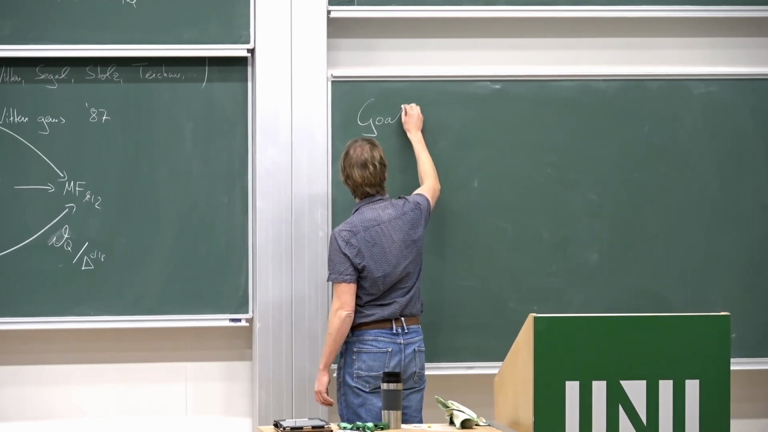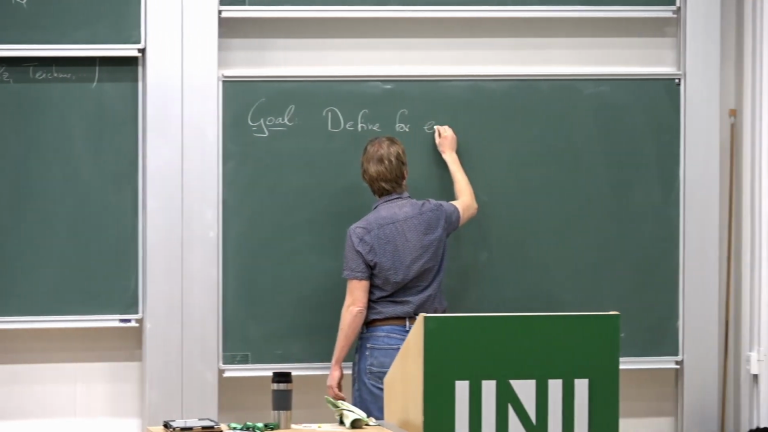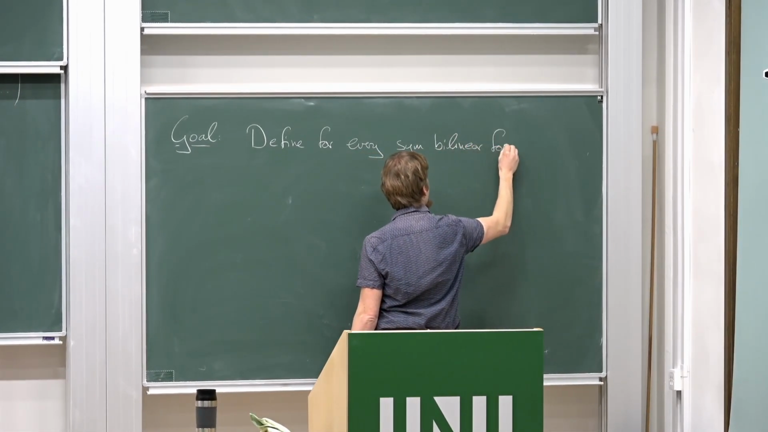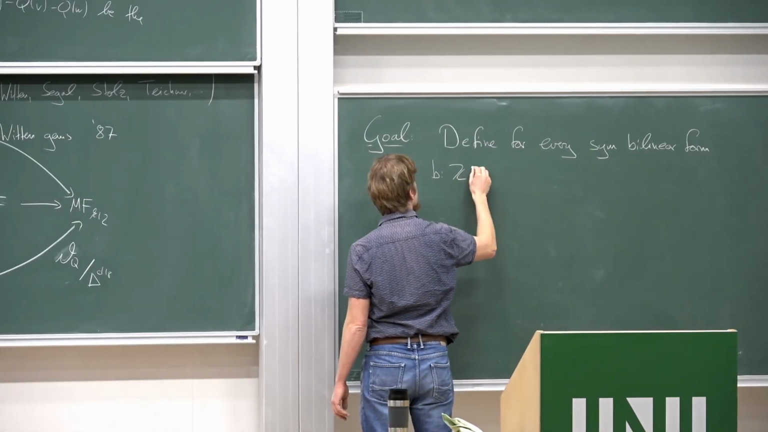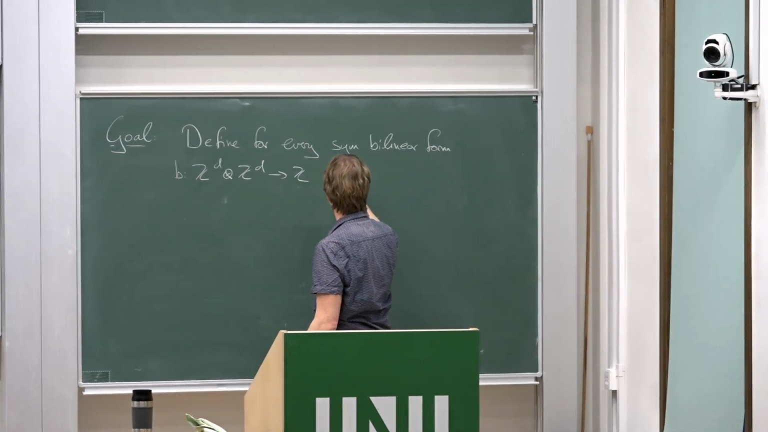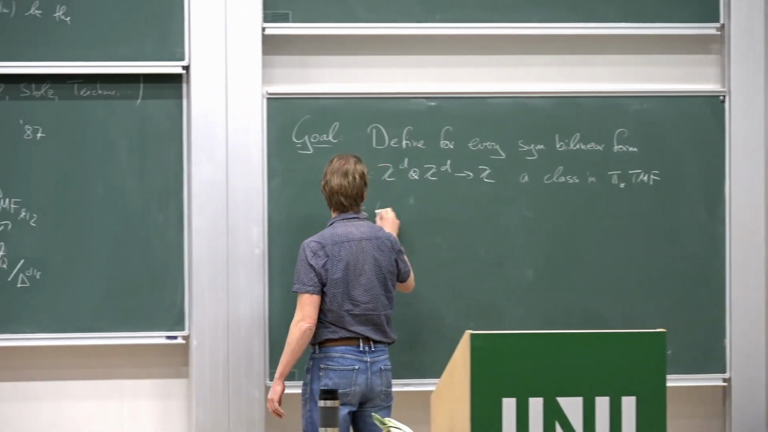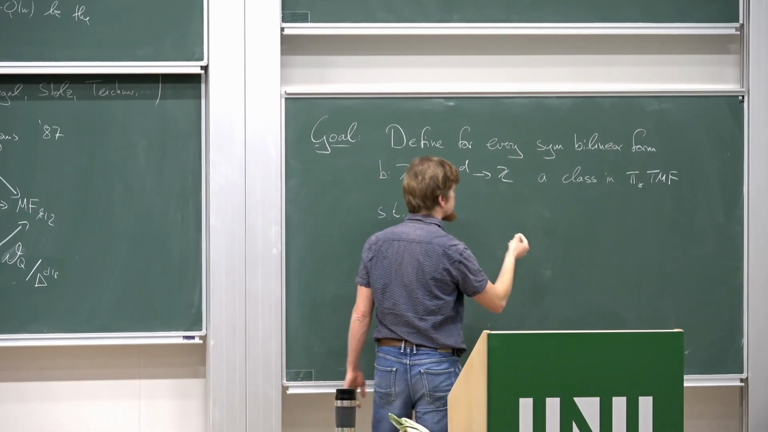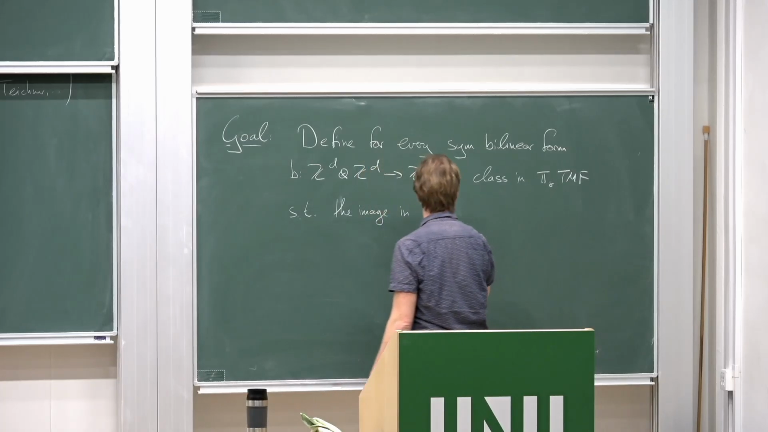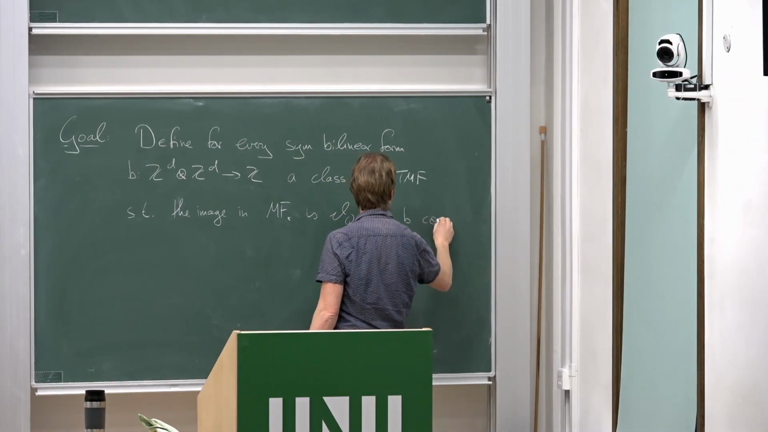The goal: define, for every symmetric bilinear form B, a class in pi star TMF, I'm not sure, give a name, such that the image in modular forms is this theta function of Q if B comes from a positive definite quadratic form Q.